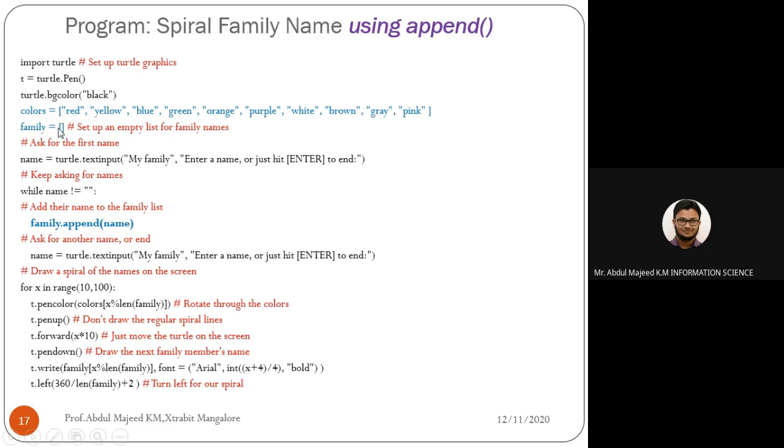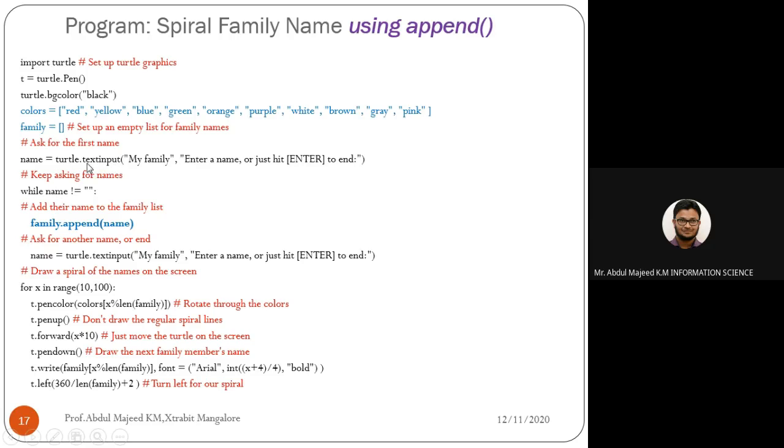Then we are creating one more blank list called family. So the name of the spiral is family spiral. Okay, so we are using an empty list. Then in this program we are appending, and here we are taking the input from the user.